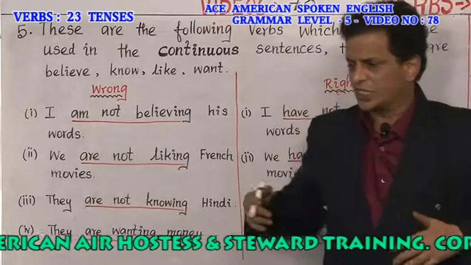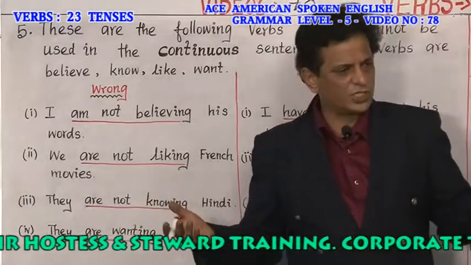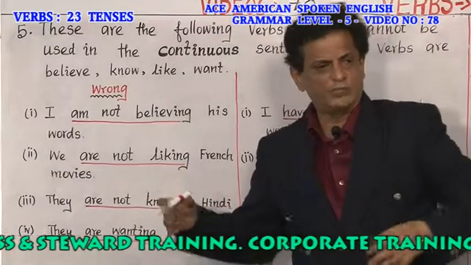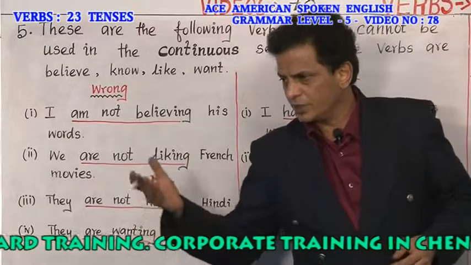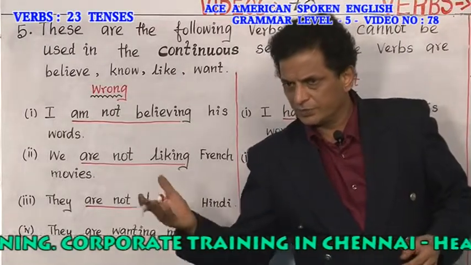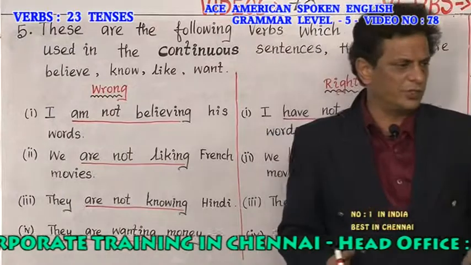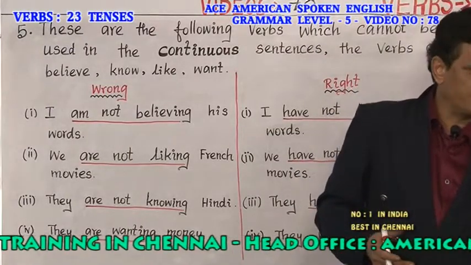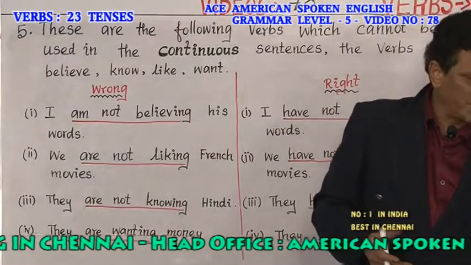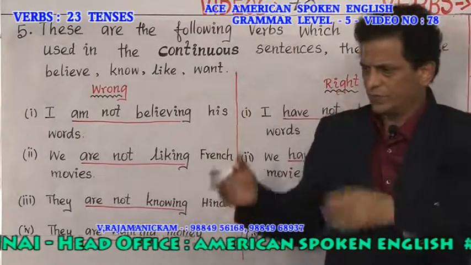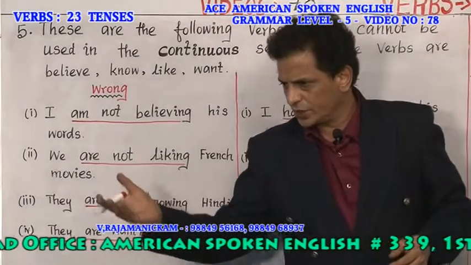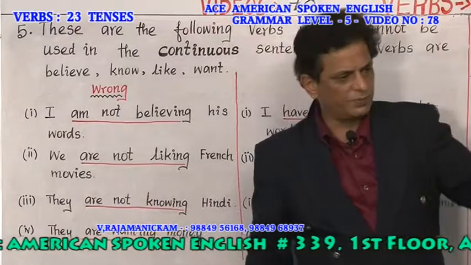Then we have seen tenses. What are the tenses? Present tense, past tense, future. Present tense, we have 4 divisions. What are they? Ordinary, continuous, perfect, perfect continuous. Past tense, we have 4 divisions: ordinary, continuous, perfect, perfect continuous. And future, we have seen 4 divisions: ordinary, continuous, perfect, perfect continuous.